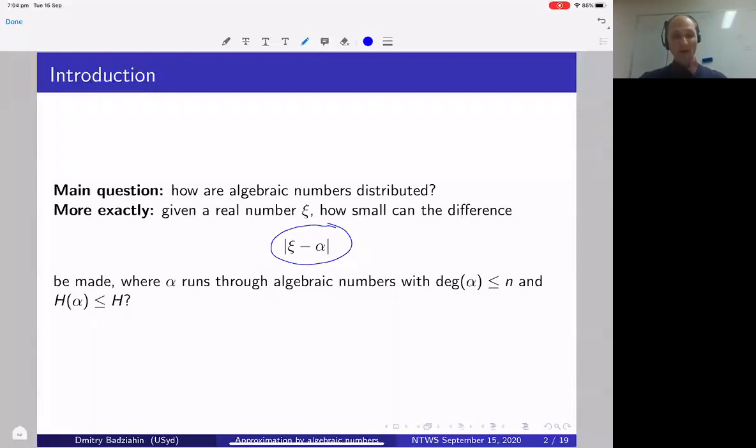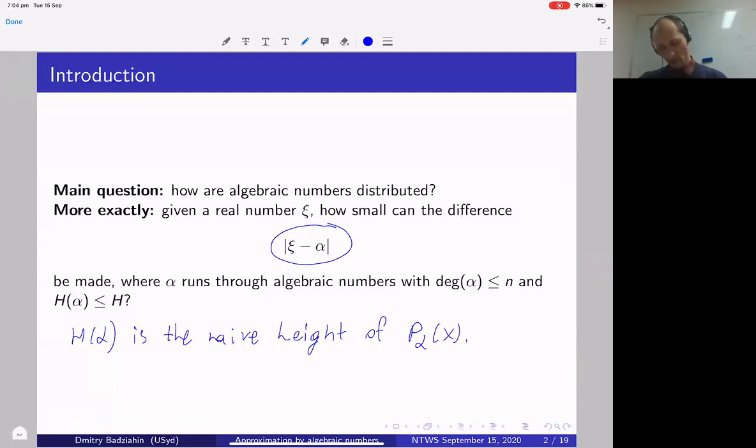And here in this talk by height, we mean the naive height of the minimal polynomial of alpha, the primitive minimal polynomial of alpha. So it is the naive height of P alpha, or well, basically the maximum of the absolute values of its coefficients.